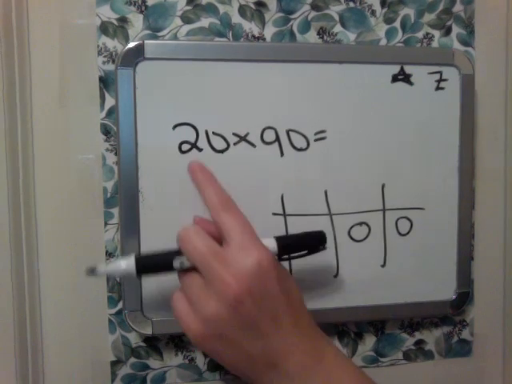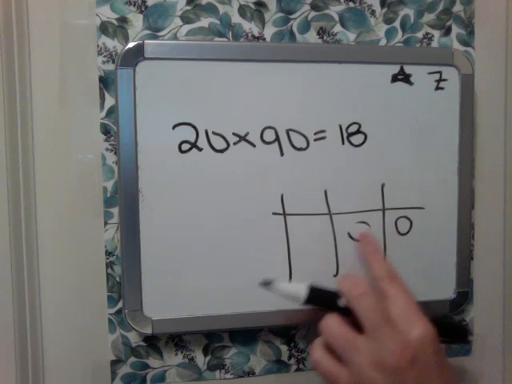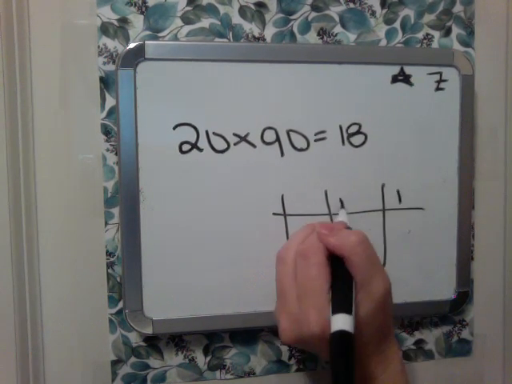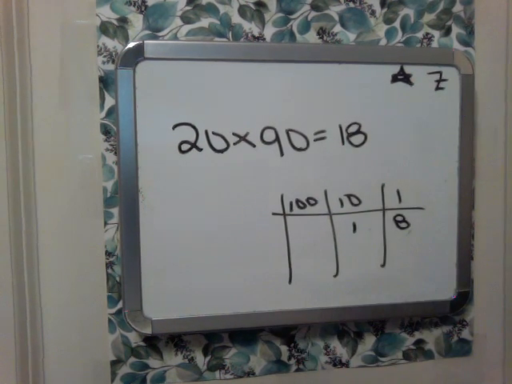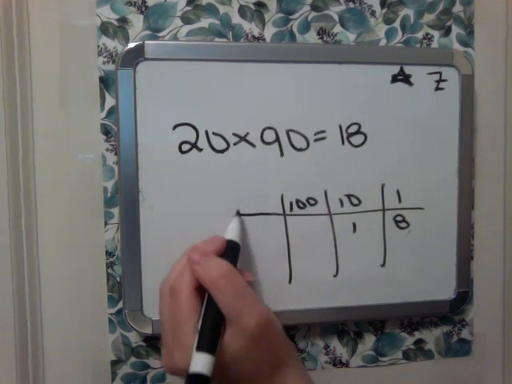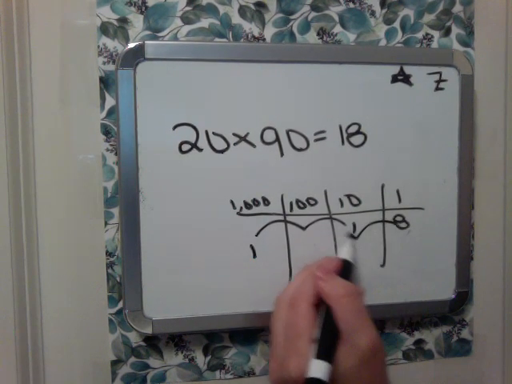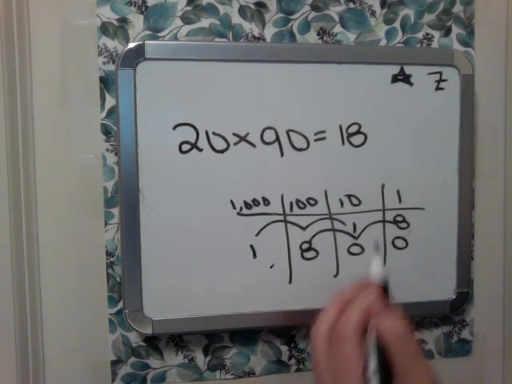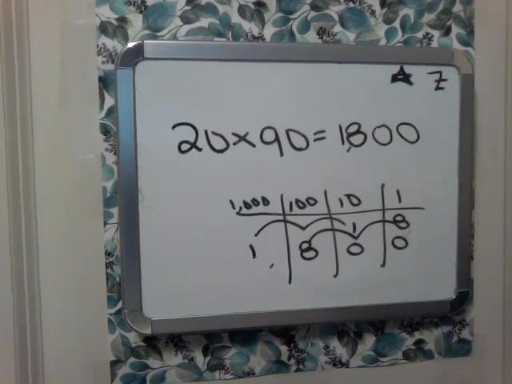So 2 times 9 is 18. So if you have 18, this is your ones, tens, hundreds, you would have 18. And then you're moving it over 2 places on the place value chart. So this would go over 1, 2. That leaves a spot for 2 zeros on the end. So your answer is 1,800.